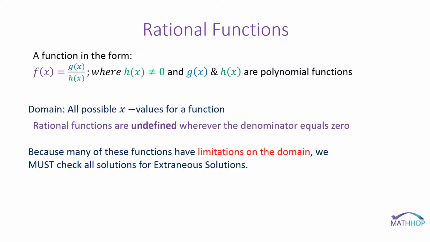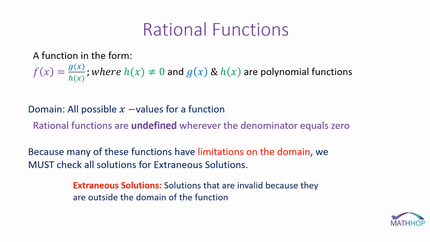Because so many of these functions have limitations on the domain, we have to check every solution we get for extraneous solutions. What's an extraneous solution? Extraneous solutions are solutions that you get by following the correct steps, but they're invalid because they're outside of the domain for the function. So before we solve, we're going to identify the domain and keep it in the back of our head.